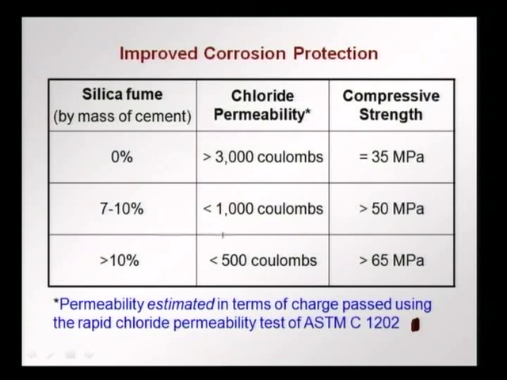With 10% of silica fume, the charge passed decreases to less than 500 coulombs, that is, much less chlorides can get through to the steel when we have a high strength concrete of about 65 plus megapascal. So we find that the addition of silica fume increases the strength as well as the durability, because the impermeability increases.